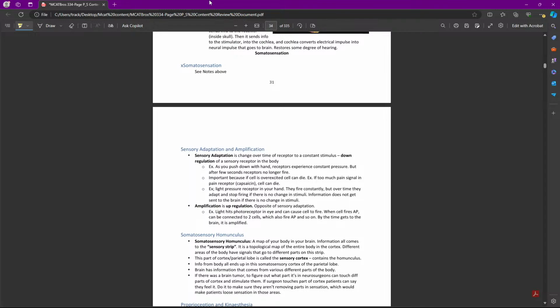Sensory adaptation and amplification. We already talked about this, but let's continue with it. Sensory adaptation is our change of feeling a stimulus over time. So it's downregulation of a sensory receptor in the body. As you push down with a hand, receptors experience constant pressure, but after a few seconds, receptors no longer fire. As we talked about earlier, think about a hot plate that you're touching, that over time you won't notice the burning sensation as badly. So you're downregulating the expression of those sensory receptors.